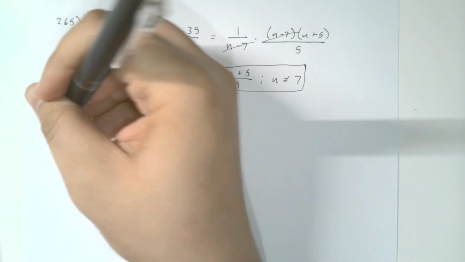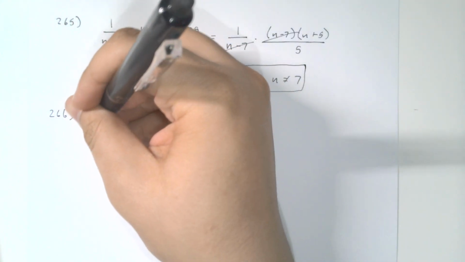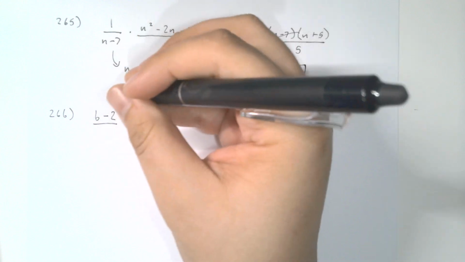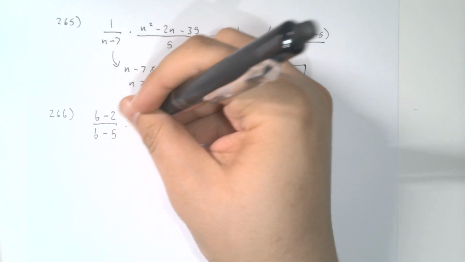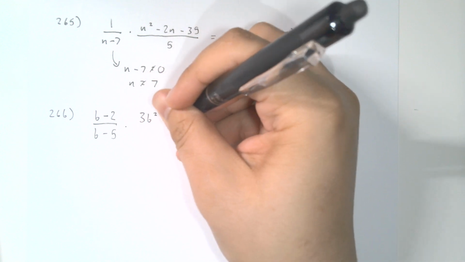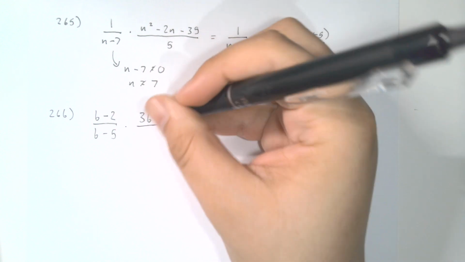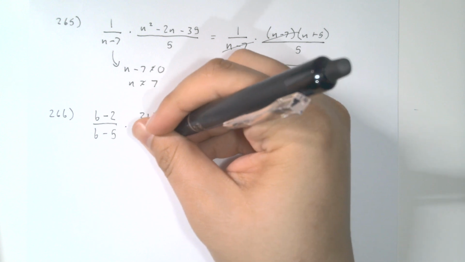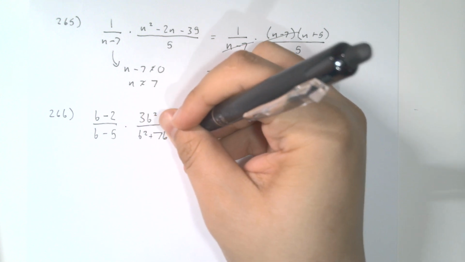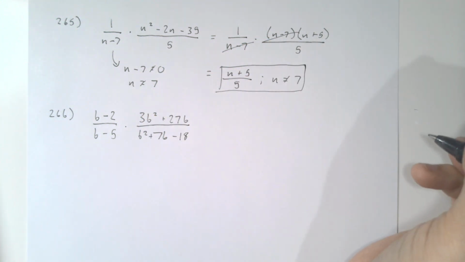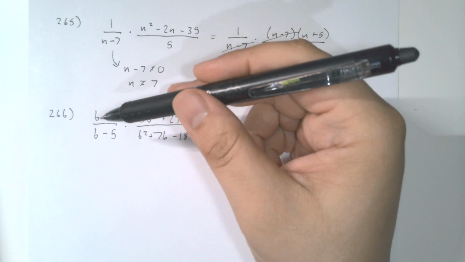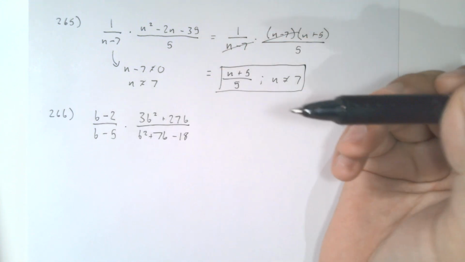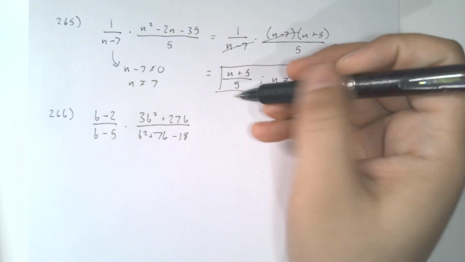What about number 266? We have b minus 2 over b minus 5 times 3b squared plus 27b all over b squared plus 7b minus 18. Okay, so we've got a lot going on here. However, for the left fraction, we have b minus 2 over b minus 5. That's factored already. We can't do anything with that.